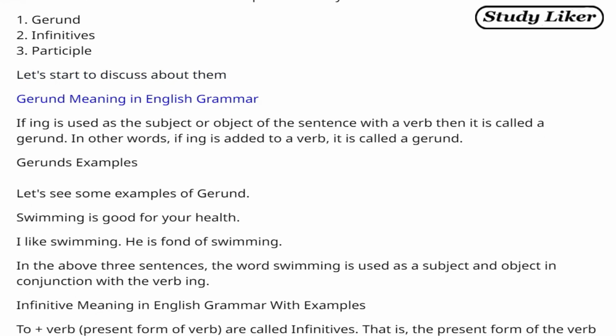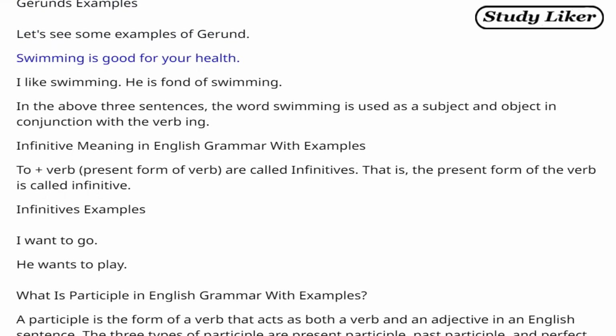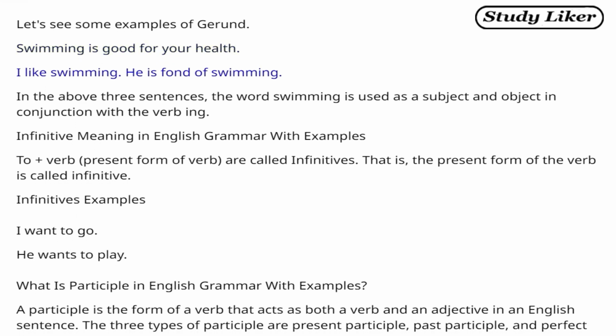Gerund meaning in English grammar. If ing is used as the subject or object of the sentence with a verb, then it is called a gerund. In other words, if ing is added to a verb, it is called a gerund. Gerund examples. Let's see some examples of gerund. Swimming is good for your health. I like swimming. He is fond of swimming. In the above three sentences, the word swimming is used as a subject and object in conjunction with the verb plus ing.